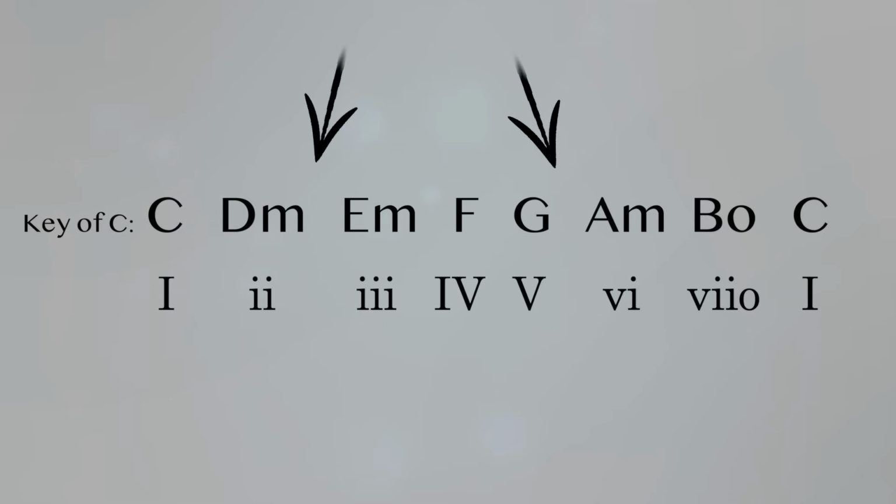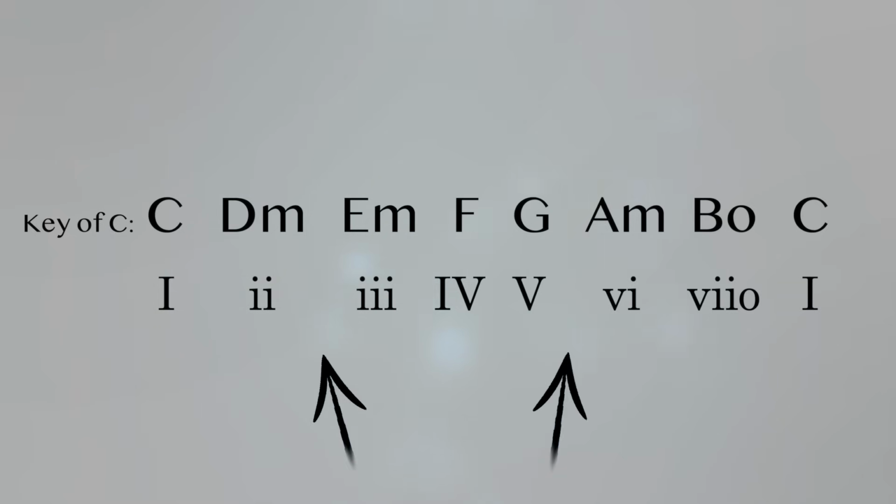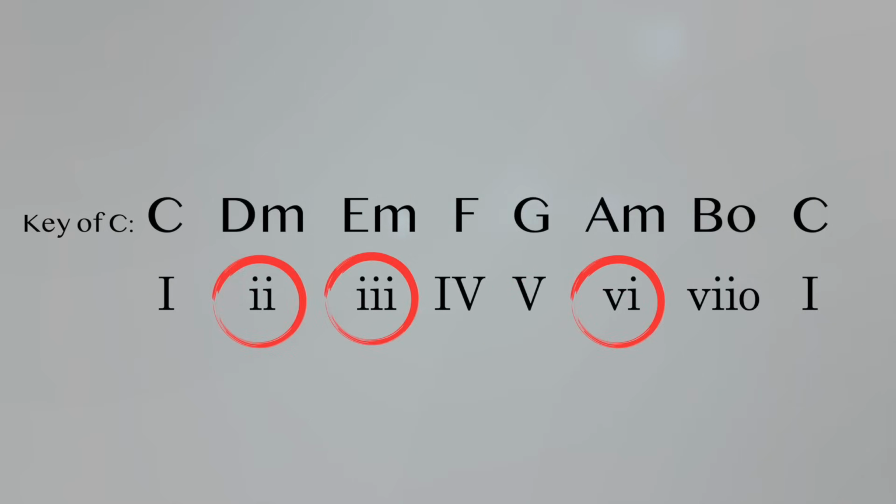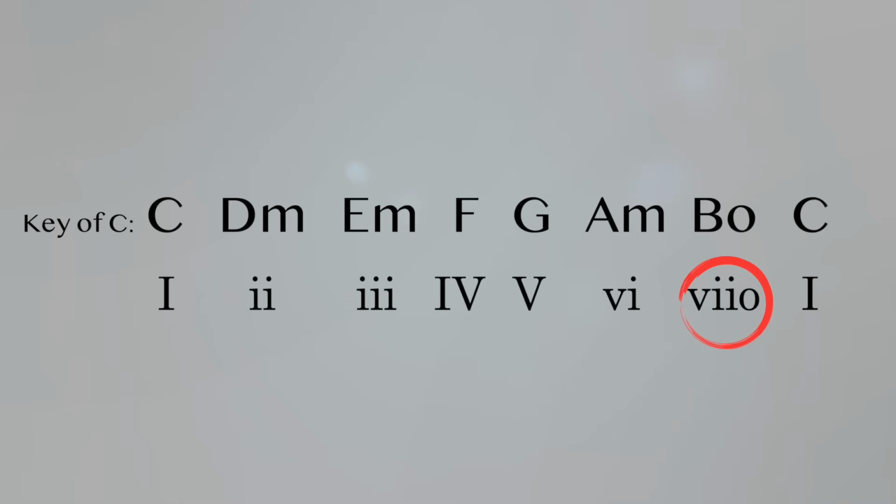Here we see all the chords within the key of C, and then we have numbers underneath them to represent them with Roman numerals. If it's an uppercase Roman numeral, then it's a major chord. If it's lowercase, it's minor. And if it's lowercase with the little diminished symbol, then it's a diminished chord.